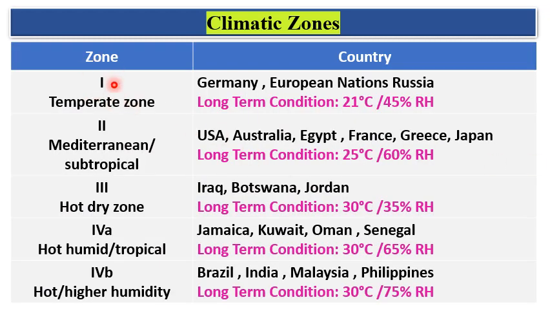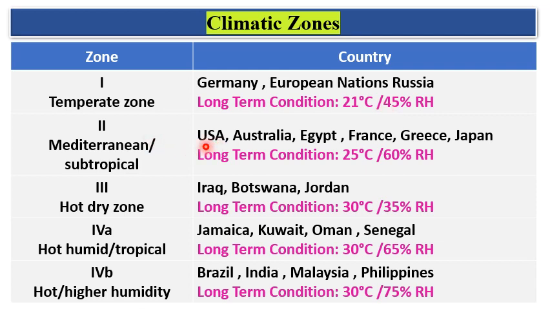Zone 1 is the temperate zone, zone 2 is the subtropical or Mediterranean zone, zone 3 is the hot and dry zone, and zone 4 is divided into zone 4A and zone 4B. Zone 4A is hot and humid, that is tropical, and 4B is hot and higher humidity. So let's see the countries. Zone 1 is Germany, European nations and Russia. Long term condition is 21 degrees Celsius and 45% RH.